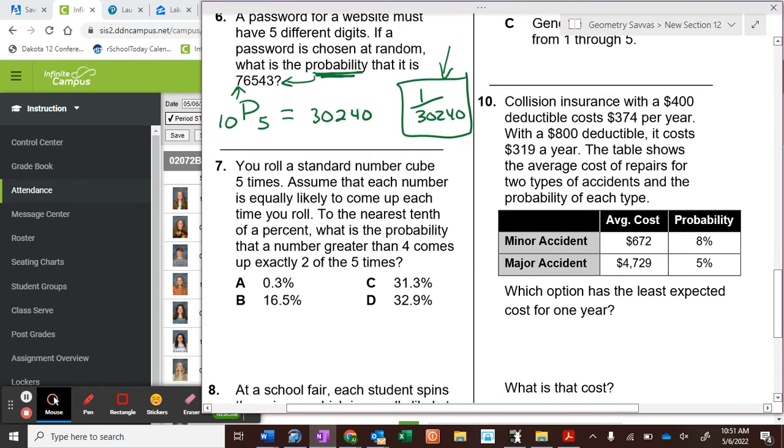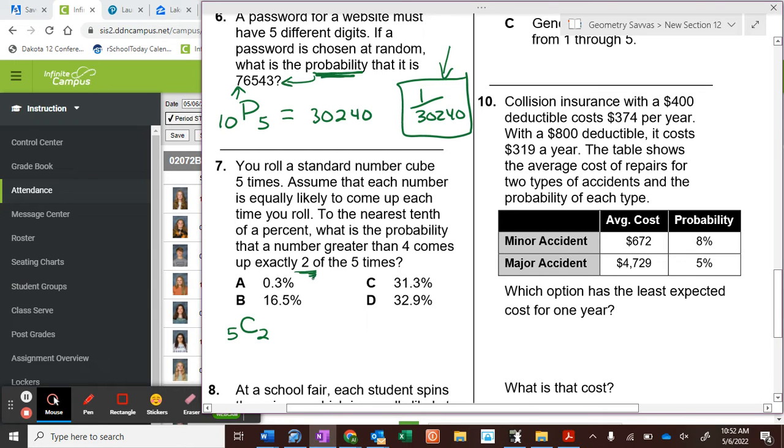You roll a standard number cube 5 times. Assume that each number is equally likely to come up. To the nearest 1/10 of a percent, what's the probability that a number greater than 4 comes out exactly 2 out of 5 times? So this is a success, not a success one. What's that called? Binomial experiment. So the first thing you do in a binomial experiment is a combination. What are the 2 numbers surrounding the combination? 5 and 2. Very good. It's 5 combination 2.